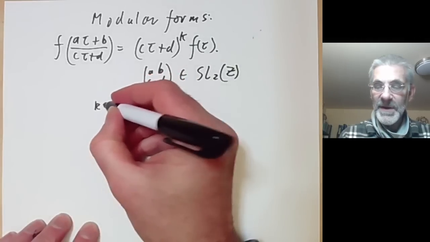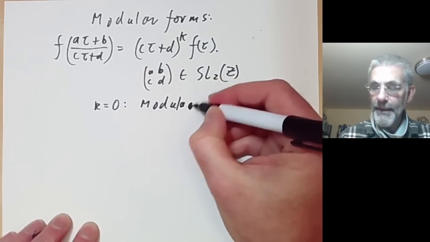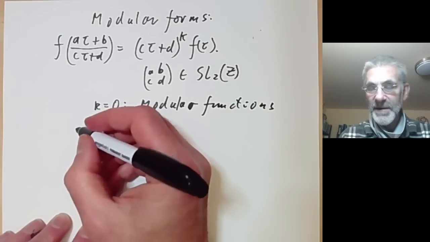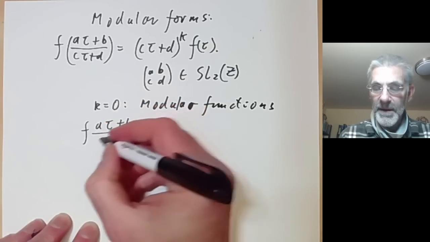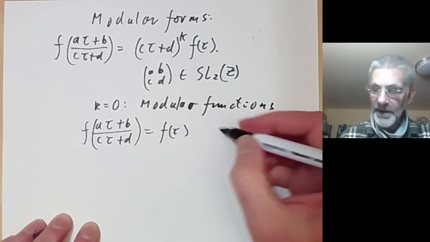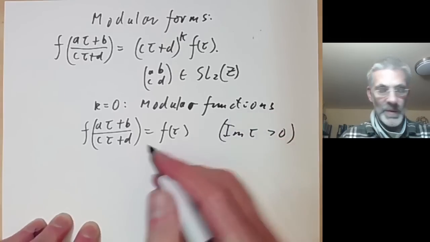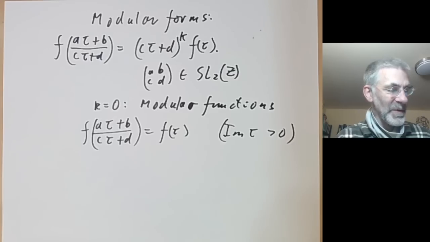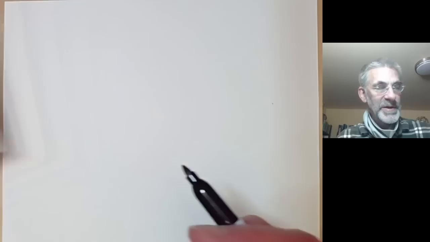A special case when k equals 0 is called a modular function. So modular functions, which you might think are the simplest sorts of modular forms, are just invariant under this group action. So they look like that here. Tau is a complex number whose imaginary part is greater than 0. And f is sometimes holomorphic, although it doesn't really need to be. Well, the definition doesn't look terribly promising.